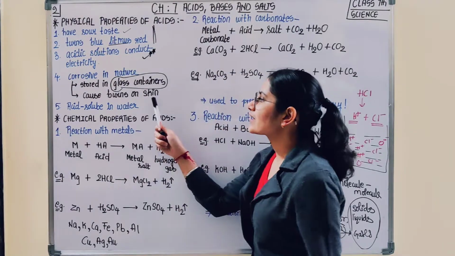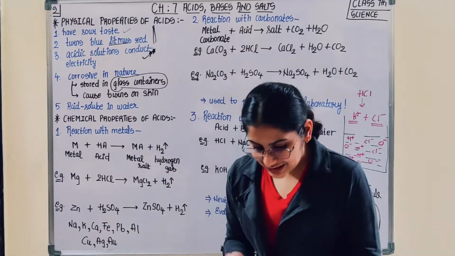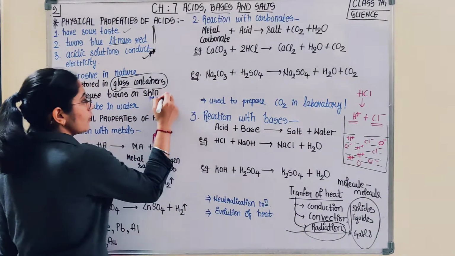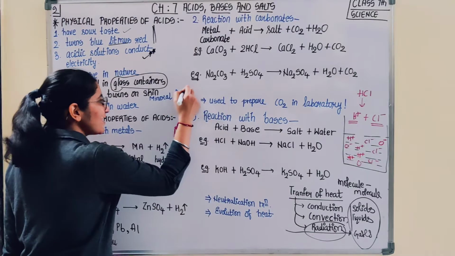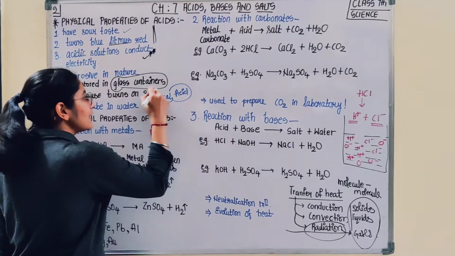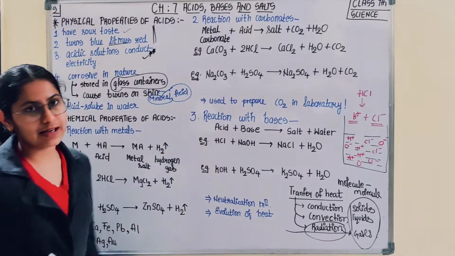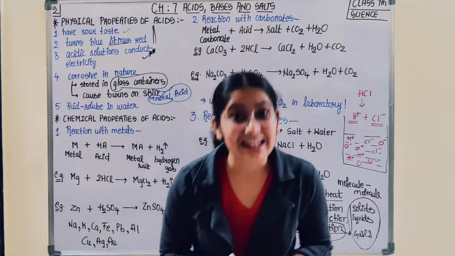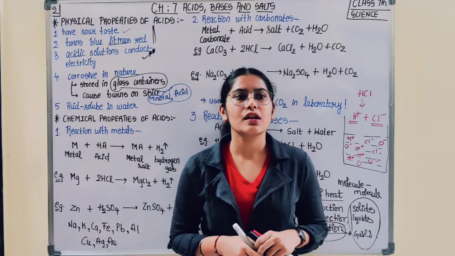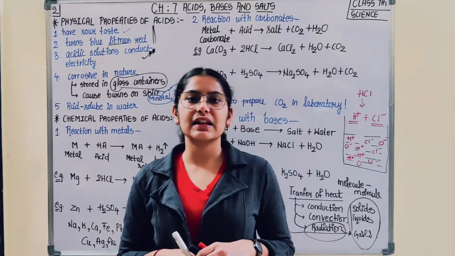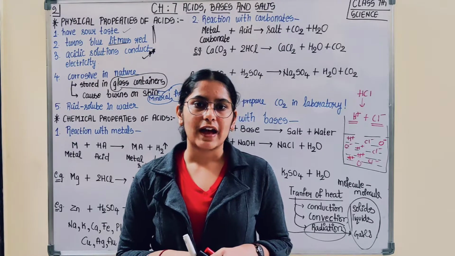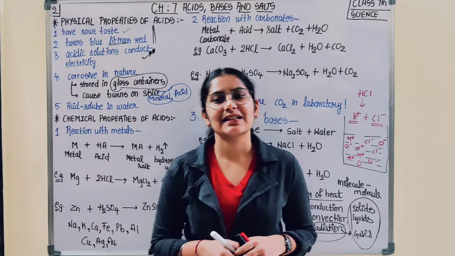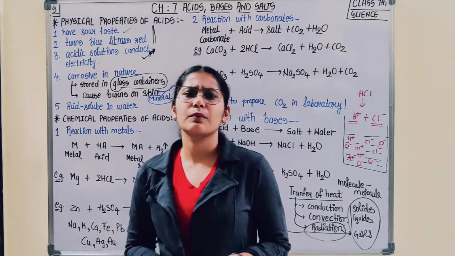Moving down to the next, cause burns on skin. Which acids? Mineral acids. This is specifically for mineral acids. Skin burns are caused by mineral acids and not by organic or weak acids. What are the organic acids we discussed in the first video lecture? I hope you are able to recall. Those are the ones derived from living things such as plants and animals.